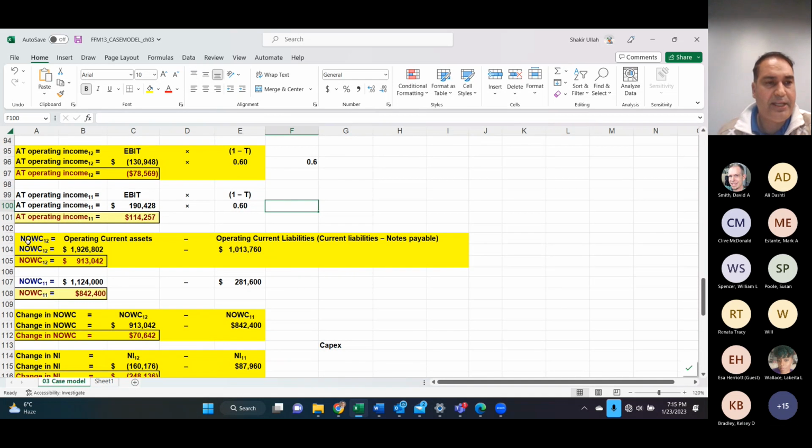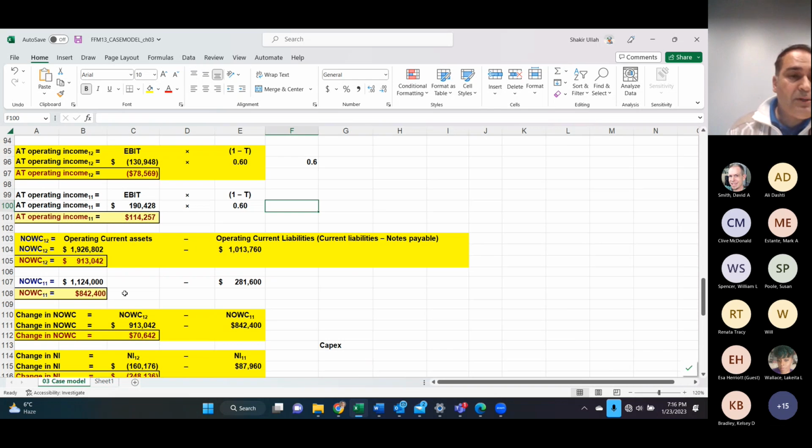Okay, now here's the next thing: net operating working capital. What is working capital? Your current assets are basically what we call the working capital, because that is the capital that you work with on a daily basis. You've got cash, you've got inventory, all those current assets. So that's your working capital. And when we say net working capital, that is when you remove the current liabilities. So current assets minus current liabilities will be net working capital.